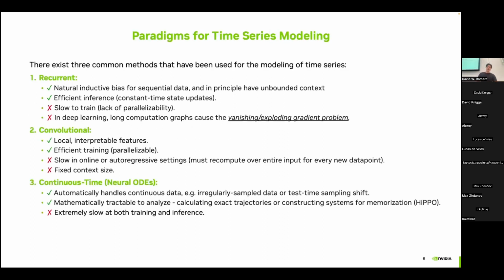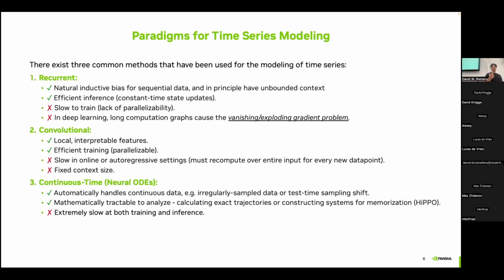So what paradigms are there for time series modeling? Well, there are three main paradigms. The first one is the recurrent one. I'm pretty sure you are all familiar with this, but recurrent neural networks have been used for a long time, and they have interesting inductive biases for sequential data, in which they have a state that's kept during time, and you are always updating it, and that's what you use for the predictions.